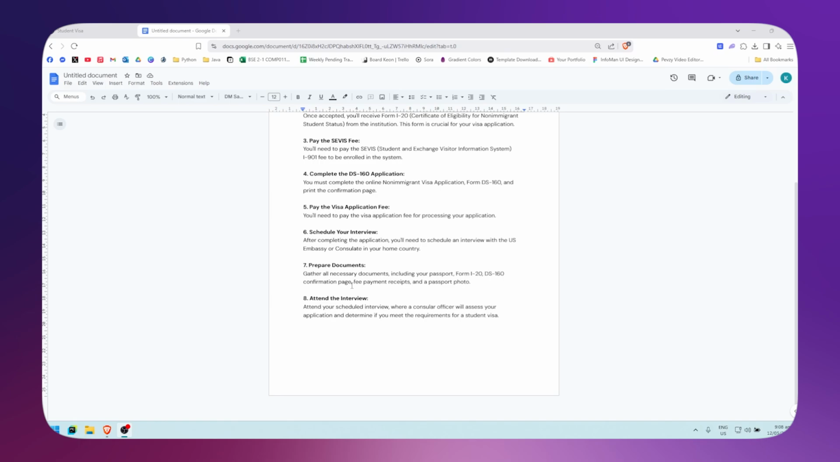And after that, you will need to prepare documents. Gather all necessary documents, including your passport, Form I-20, DS-160 confirmation page, fee payment receipts, and a passport photo.